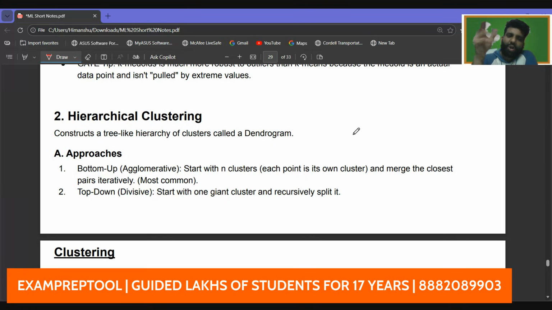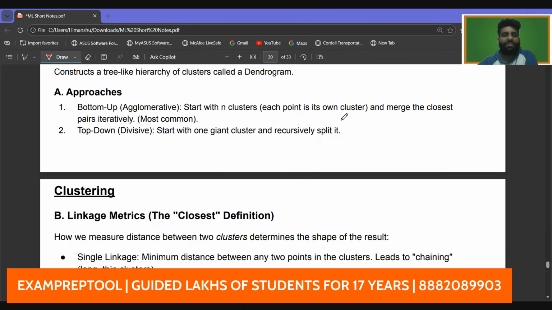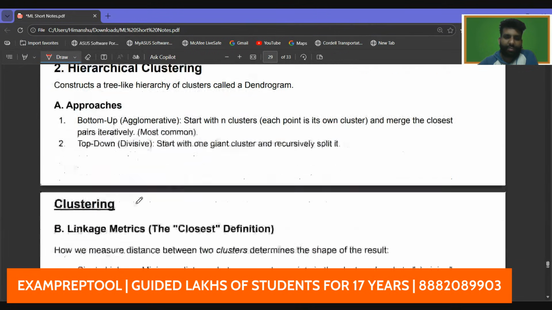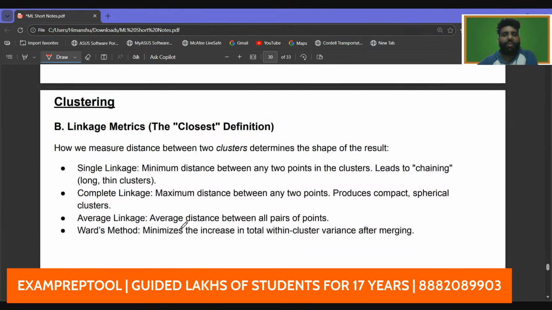The other is top down, which is division, in which we start from one cluster and then we recursively split it, which is not really common for us. It's generally agglomerative, which is also part of our syllabus. So with respect to agglomerative only, we are going to talk about this. There is this linkage metric which defines how we merge the clusters.